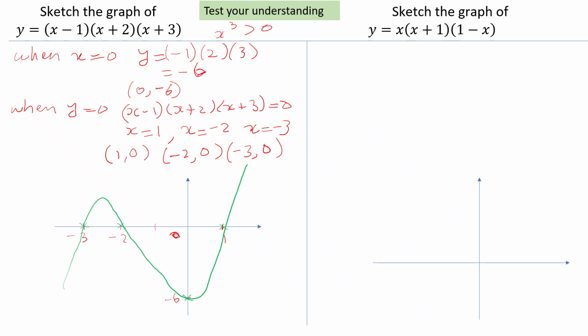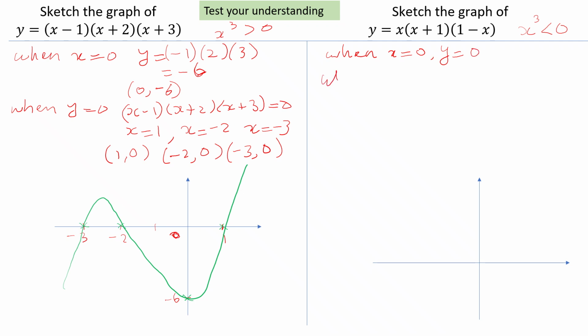Now next one, take the graph of y equals x times (x + 1) times (x - 1). Here the x cube, x times x squared times minus x. So x cube is negative. So when x equals 0, y equals 0, because 0 times everything is 0.